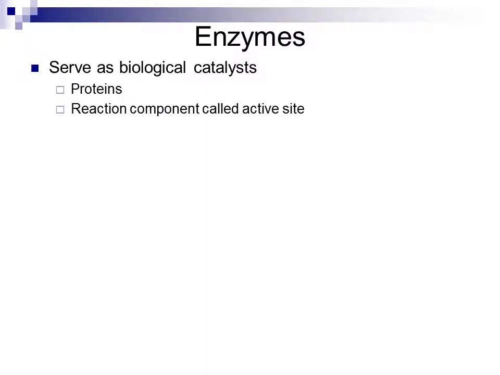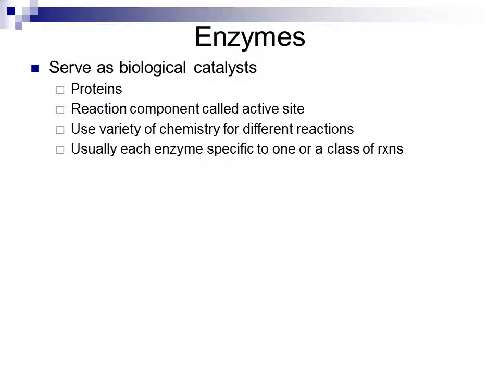Enzymes are a specific type of catalyst, particularly heterogeneous catalyst, which serve as biological catalysts. They are used ubiquitously throughout biology. They're in all of your cells, and they catalyze a variety of different biological reactions. They're comprised of proteins, and they contain a reaction component that's called an active site. This is where the chemistry occurs in the enzyme. They use a variety of different chemistries to do different reactions. Generally, an enzyme will be specific to a single reaction or a class of reactions, rather than being something that's open to multiple different types of reaction.